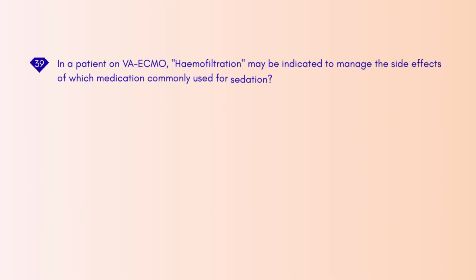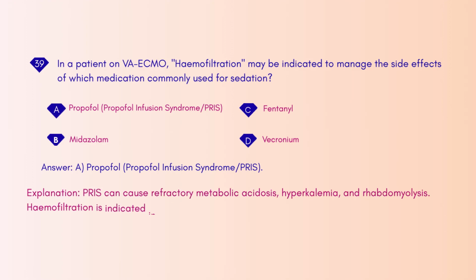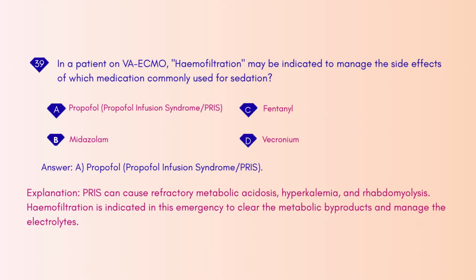In a patient on VA-ECMO, hemofiltration may be indicated to manage the side effects of which medication commonly used for sedation? A. Propofol, propofol infusion syndrome/PRIS. B. Midazolam. C. Fentanyl. D. Vecuronium. Answer: A. Propofol, propofol infusion syndrome/PRIS. Explanation: PRIS can cause refractory metabolic acidosis, hyperkalemia, and rhabdomyolysis. Hemofiltration is indicated in this emergency to clear the metabolic byproducts and manage the electrolytes.